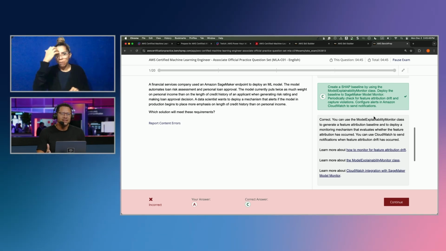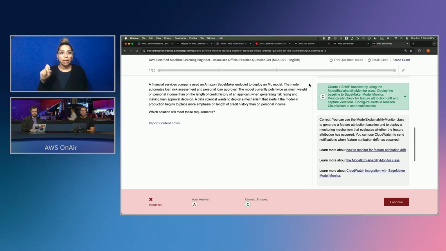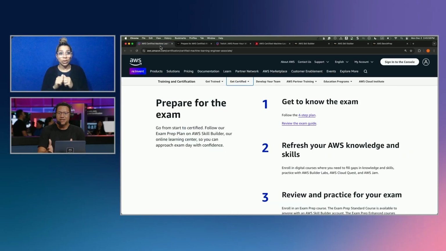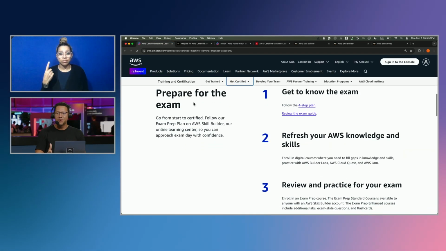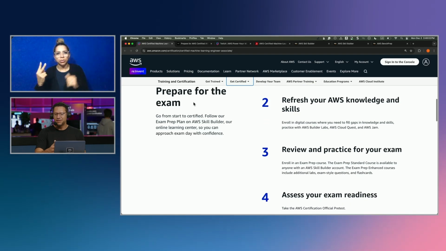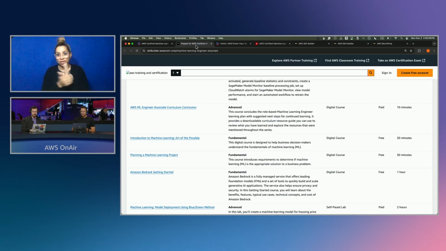Try to really understand why it's correct, why it isn't correct. Go through the four-step plan. If you can bring that back up, Ivan. Go through that four-step plan. And after you're done with step one, because this practice question set is in step one, you can go into step two. And what's in step two, Ivan? So step two, refresh your AWS knowledge and skills. If we pull the plan itself up, there's quite a bit of courses you can complete.